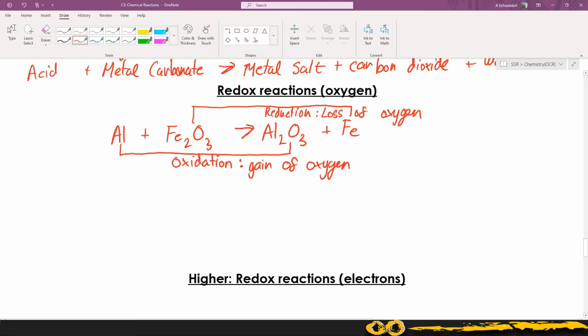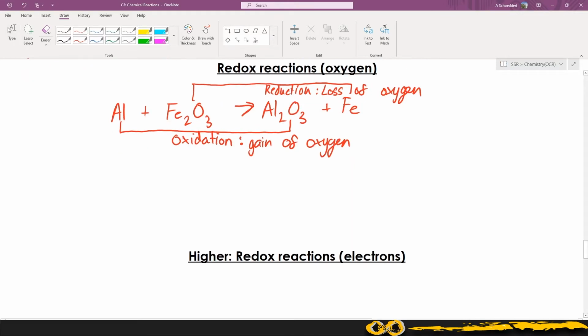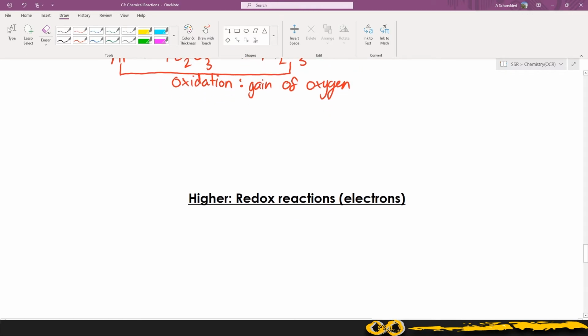For those of you who take the higher syllabus, you'll need to be able to do this type of reaction in terms of electrons, and for that you'll need to write what are known as half equations. Let's use the same reaction.